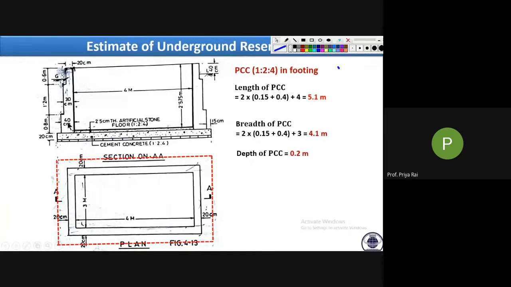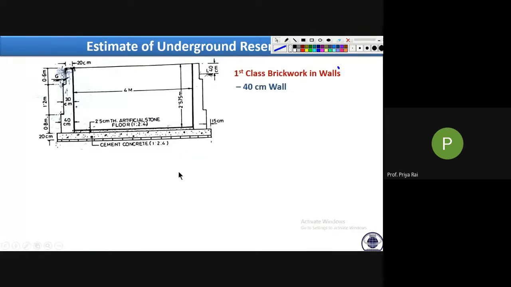We will let us construct this wall. Okay, brick wall, first class brick work in walls. See how many walls are there? 40, 30, 20 centimeter thickness. So there are three types of wall.